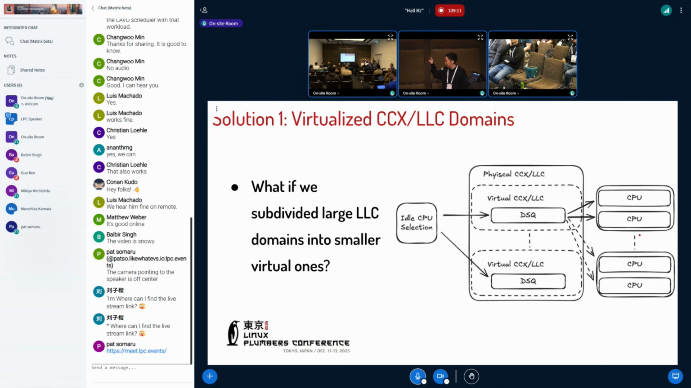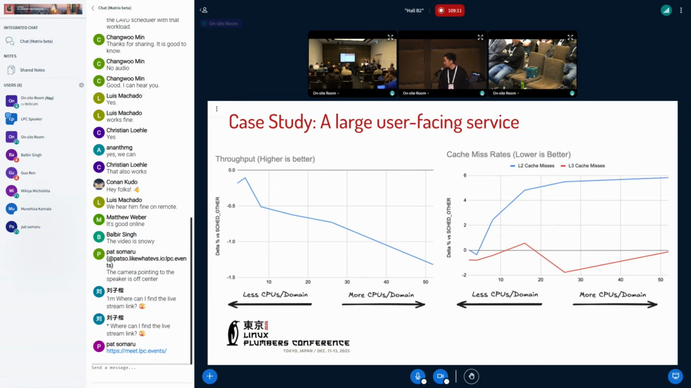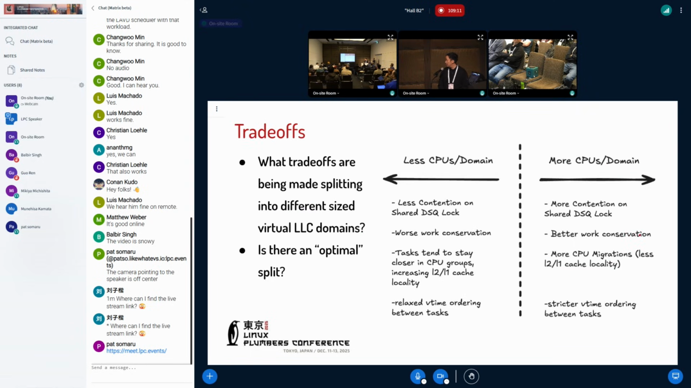Okay, so what happens if we try to subdivide them into what we call virtual LLC domains and try to group these CPUs into smaller clusters? If you think about the trade-offs we're making when doing this, we get less contended DSQs when we have fewer CPUs per domain. However, we do trade off work conservation because now the tasks have access to fewer CPUs. So the question is then, what do we pick?